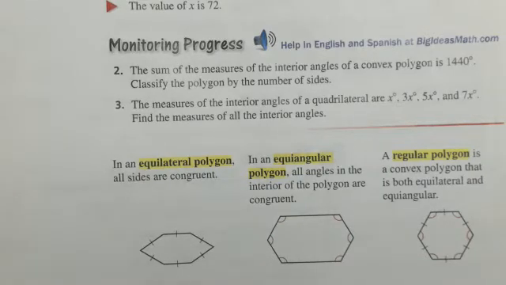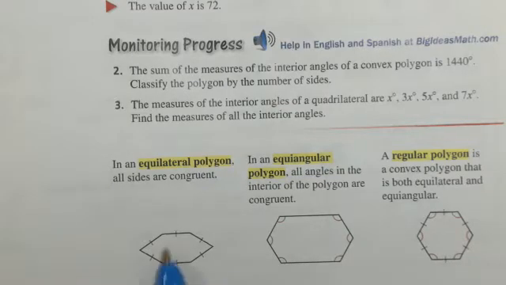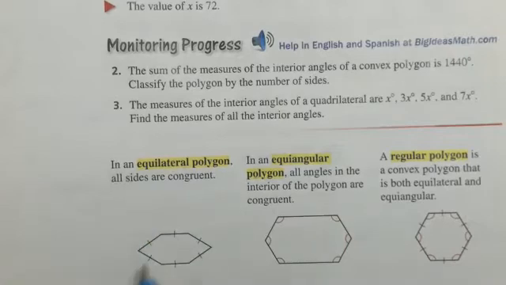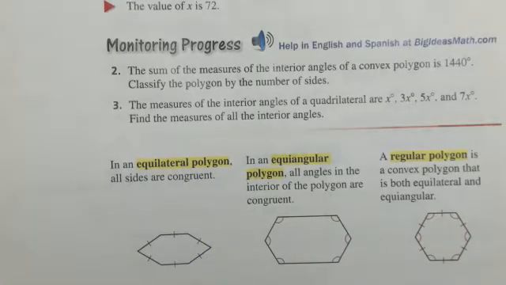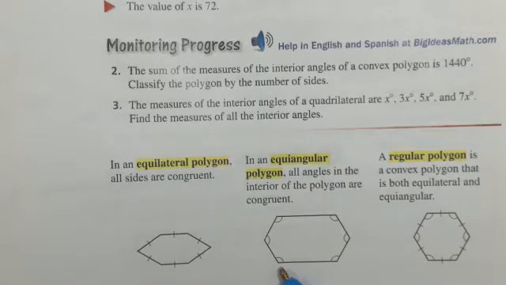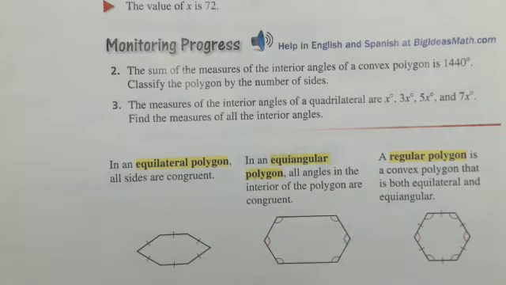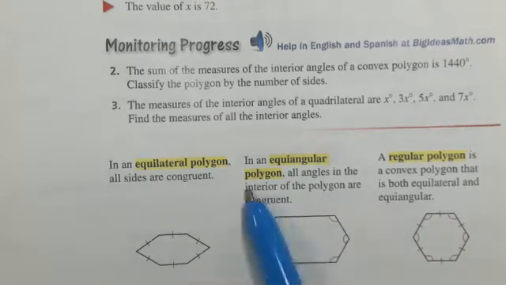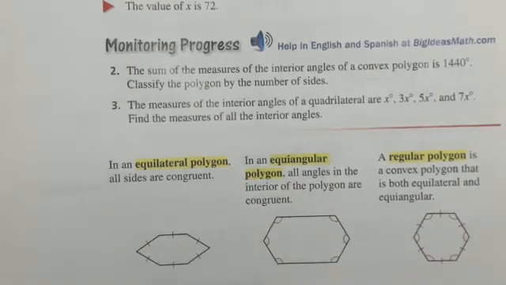Now we're going to talk about different types of polygons. So this right here is called an equilateral polygon. That means all the sides are congruent. And when we did triangles, we had an equilateral triangle. That meant all the sides were congruent. Here we have an equal angular polygon. This means that all the angles are congruent. And we had one of those in triangles too. That was equal angular, where all of the angles were congruent.